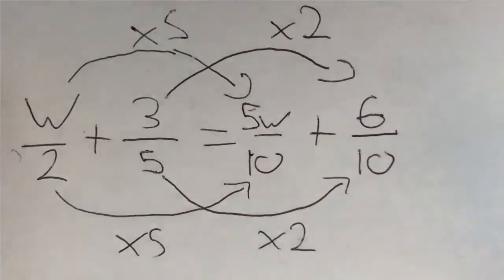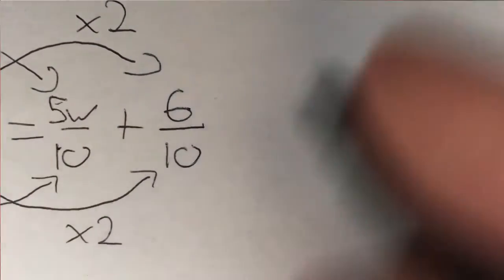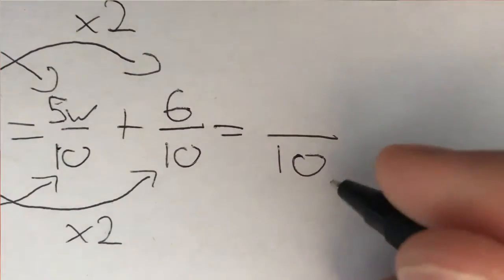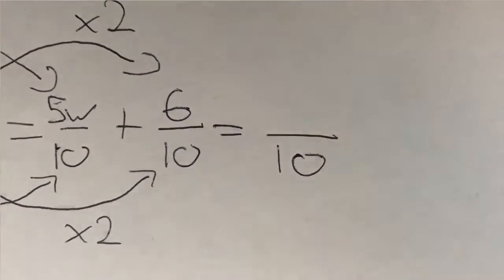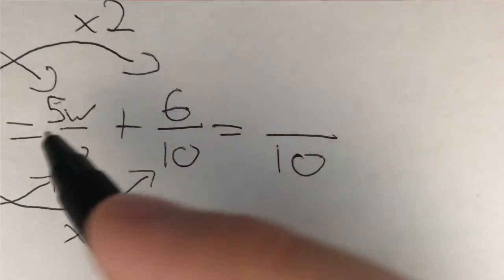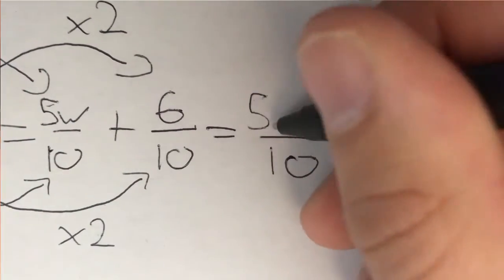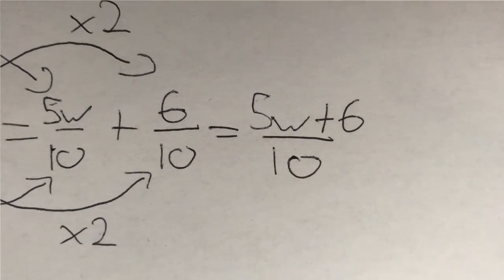So now we've got our common denominator. We take this 5w over 10 add 6 over 10. Leave our denominator as 10. 5w add 6, because in algebra we don't mix our letters and numbers, we need to only add like terms. This 5w add 6 we can't really do much with, so we just leave it as 5w add 6, and that is our answer.